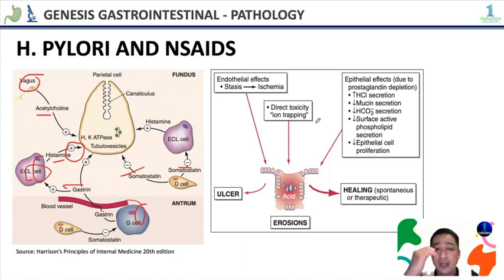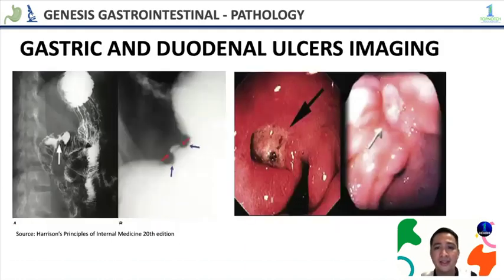So just remember, the effects of NSAIDs are both secondary to direct toxicity, ion trapping of the medication, and of course, to prostaglandin. That is the main topic for NSAIDs. Hydrochloric acid is increased, with decreased mucin, bicarbonate, and phospholipids, all of which are protective to the surface mucosa. So that's it for H. pylori and NSAID. Let us try to have an imaging of the endoscopy found in gastric and duodenal ulcer.